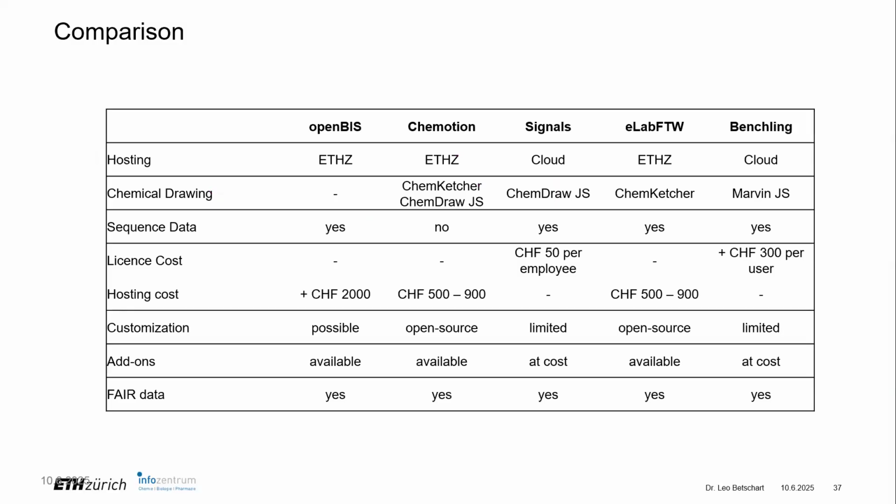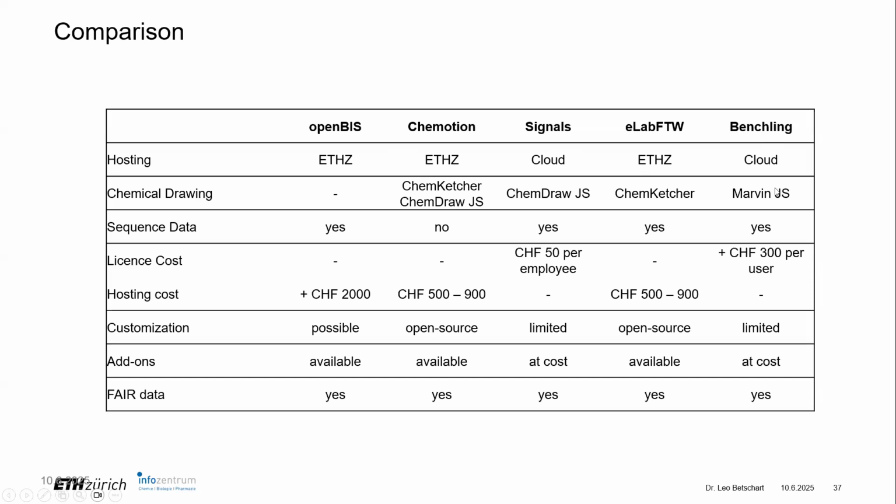Then I have a small overview, and I just want to compare and contrast some points. The hosting is always, where is your data? Some of the systems, openBIS, Chemotion, eLabFTW, you would host on a dedicated server, some of them Linux virtual servers at ETH. Signals and Benchling are cloud software. That's also the two commercial providers. With Signals, we know that the data would be on a German Amazon server. With Benchling, I cannot tell you.